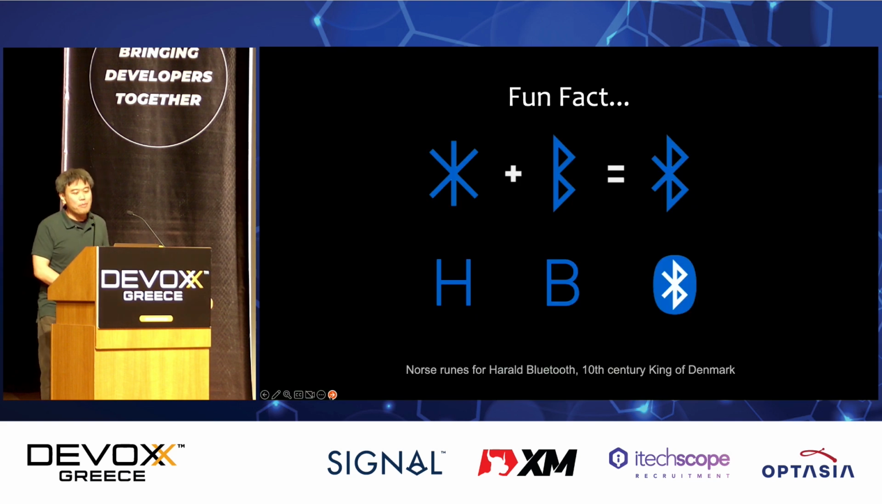So, fun fact about Bluetooth, it is actually that symbol. Most likely you've seen that before, right? It is actually a combination of 2 letters from the Norse rune alphabet. It was Harald Bluetooth. That's why it's named Bluetooth: it's named after a 10th century king of Denmark.